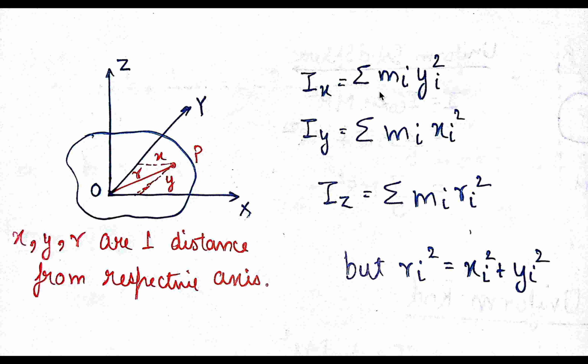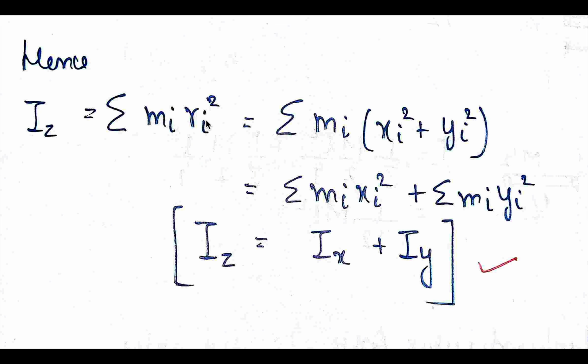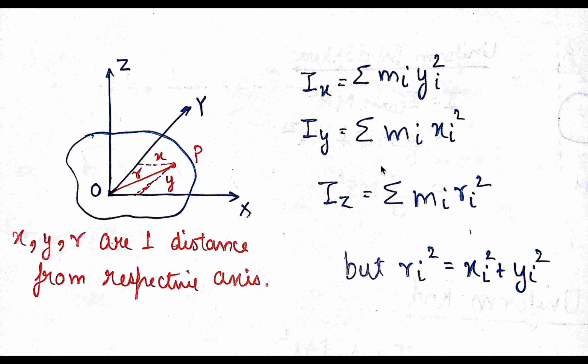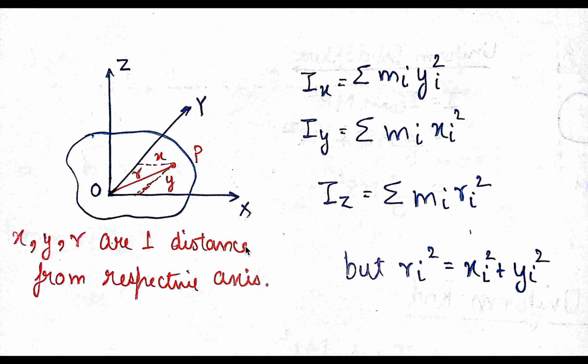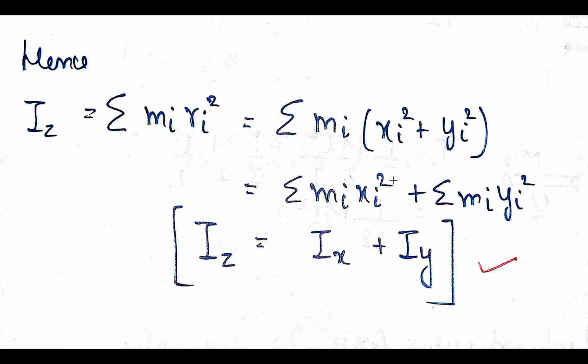Now just combine these three equations. If you see the equation for Iz, and you put xi square plus yi square in place of ri square, you will get something like this. Open up, multiply it, and you will finally get Iz equals Ix plus Iy. So try to understand how I have derived the proof. Understanding the proof is a must.